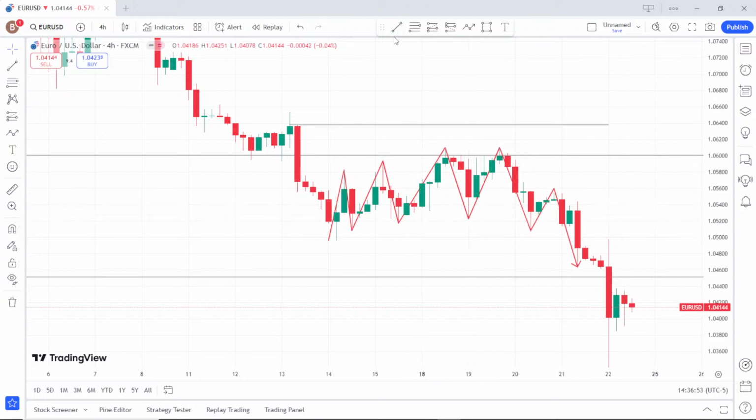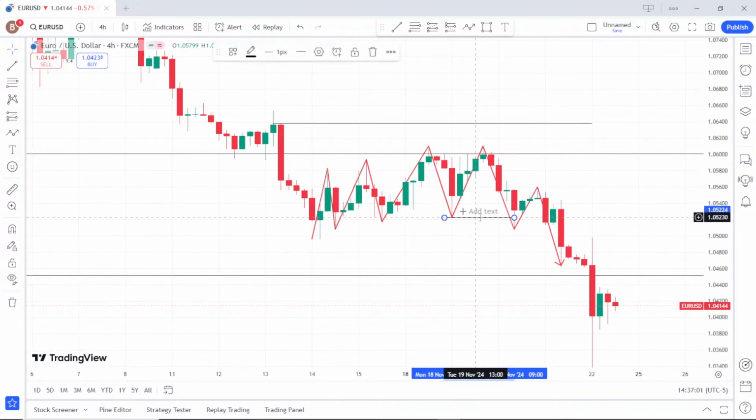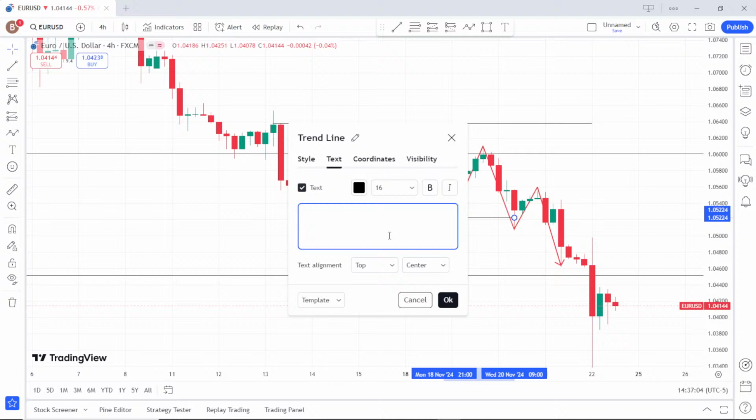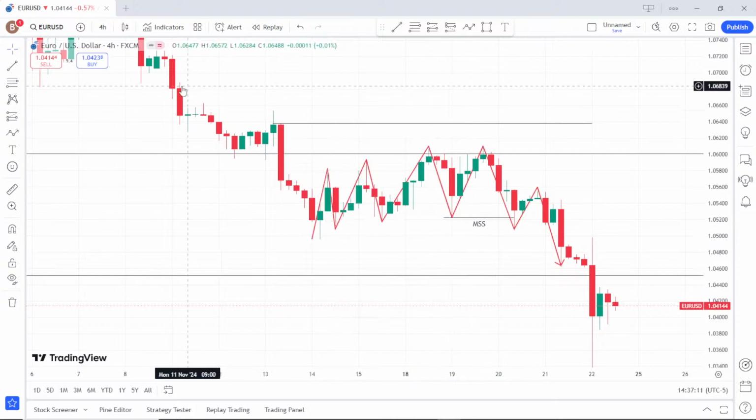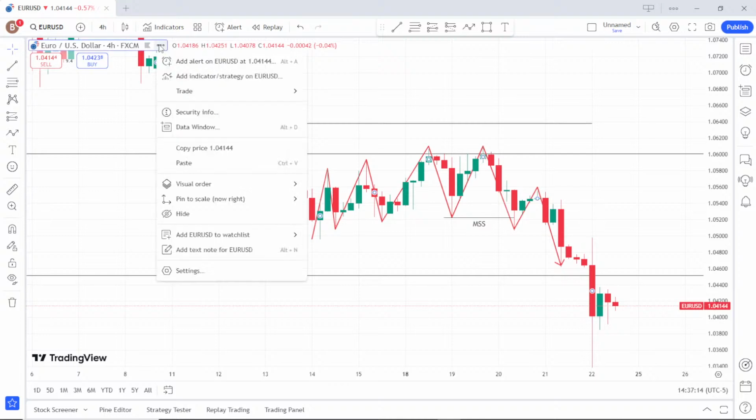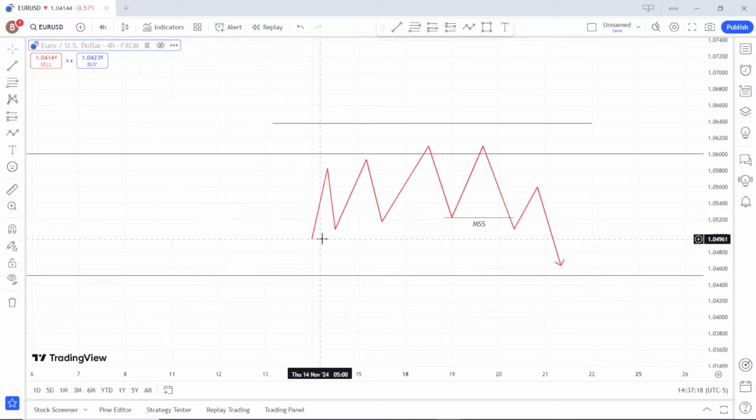Where's the market structure shift? Is here. That's the market structure shift. So if I hide the chart, this is what I'm saying. This is exactly how it's formed.